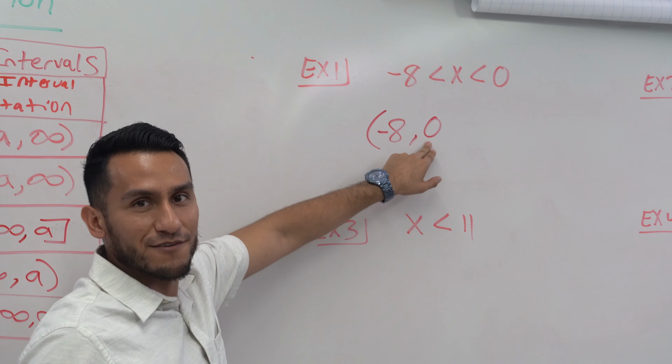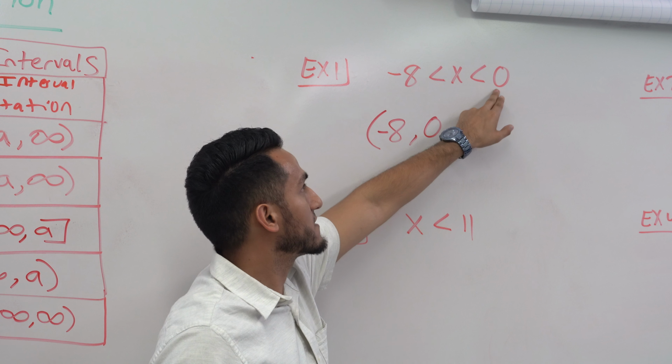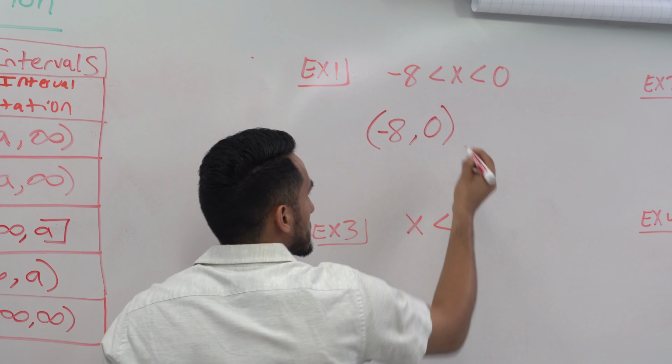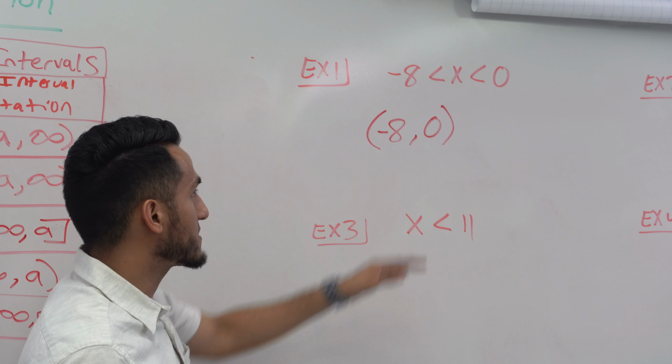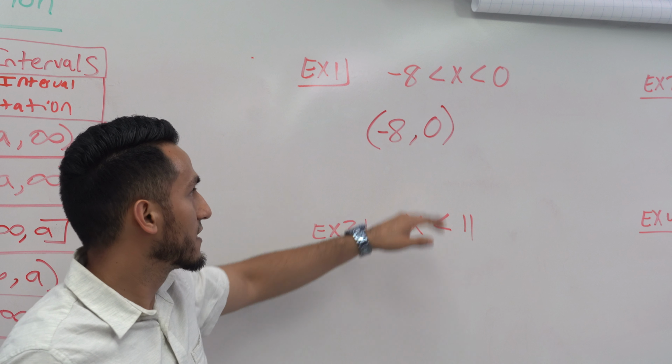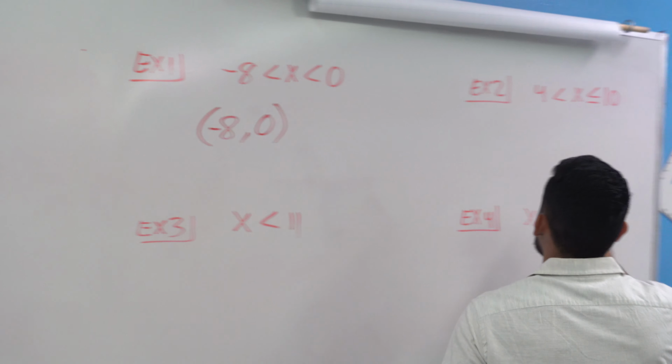The biggest number is 0, because x is less than 0. And then it's not equal to, so we go ahead and close with the parentheses. And that's it. This is your interval notation. Let's look at example number 2.